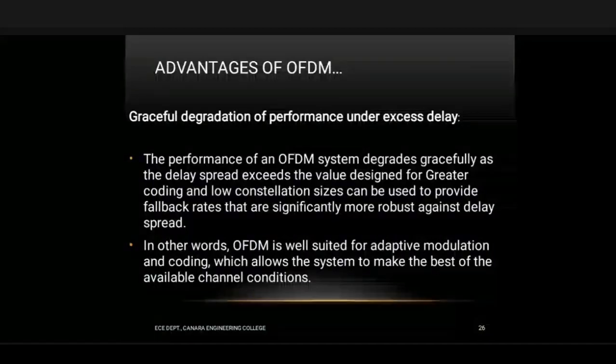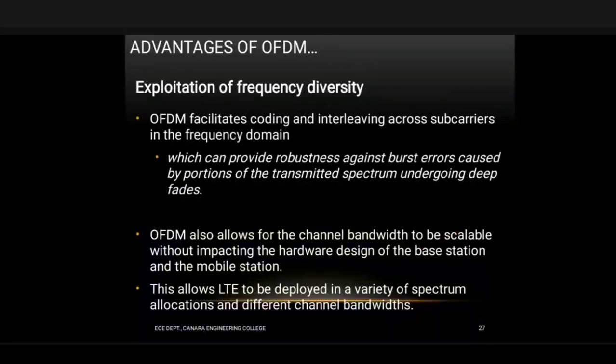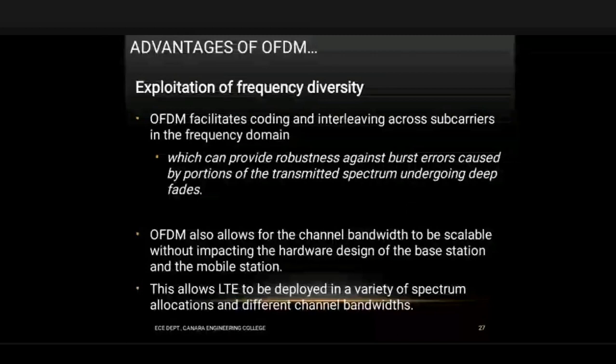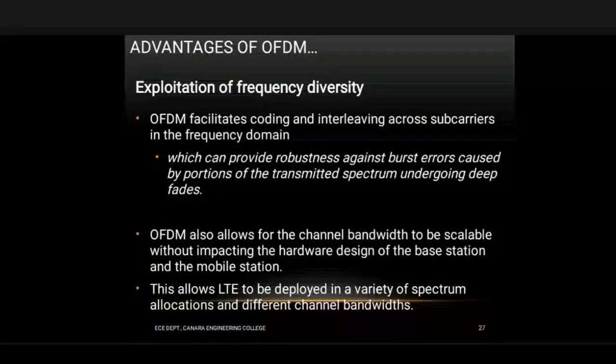So that is the concept with OFDM. Okay, that you can do. Next is exploitation of frequency diversity. As you know, we are using coding and interleaving across subcarriers in the frequency domain in OFDM. So if a burst error happens and you lose a significant amount of transmitted data in the air, it can be reconstructed effectively in OFDM because only some part of the spectrum gets affected, and other parts remain the same.